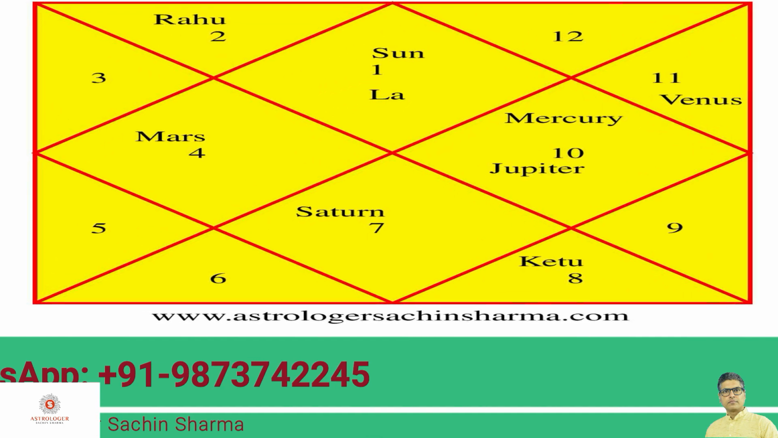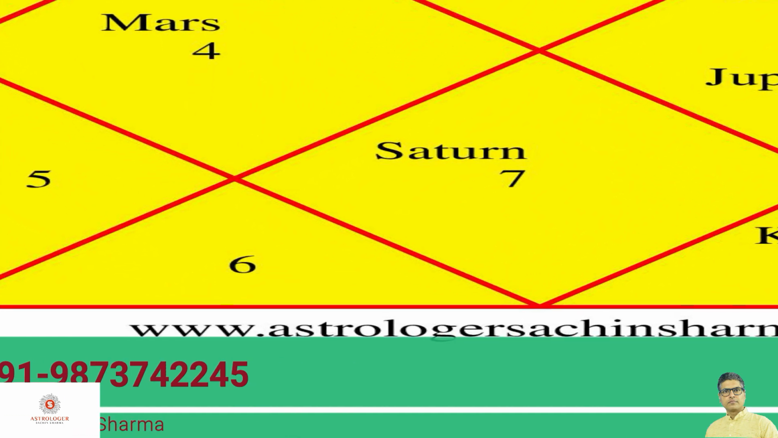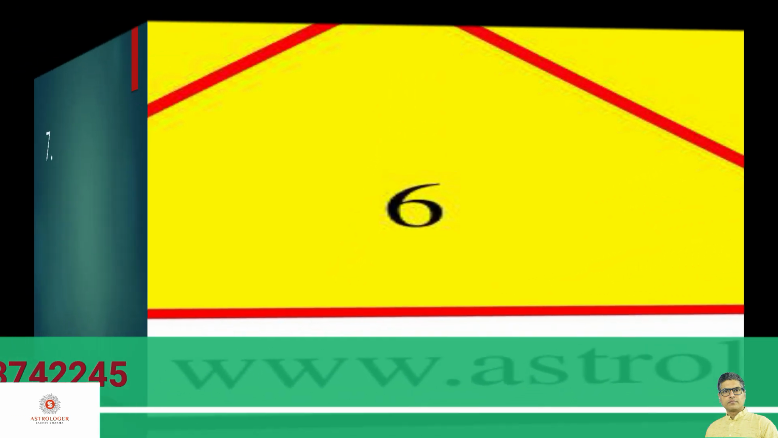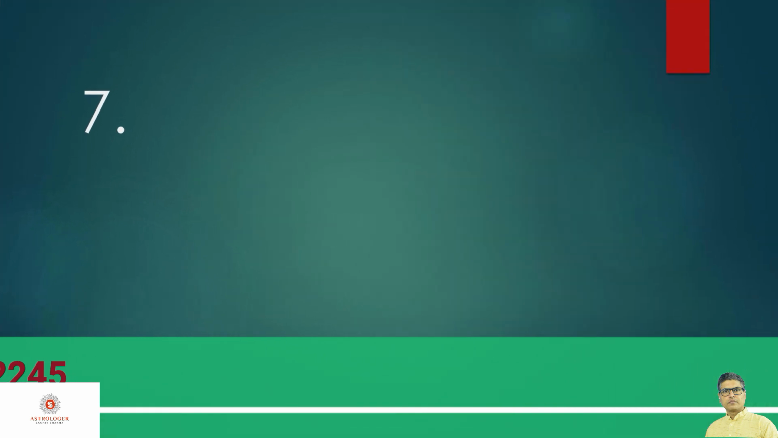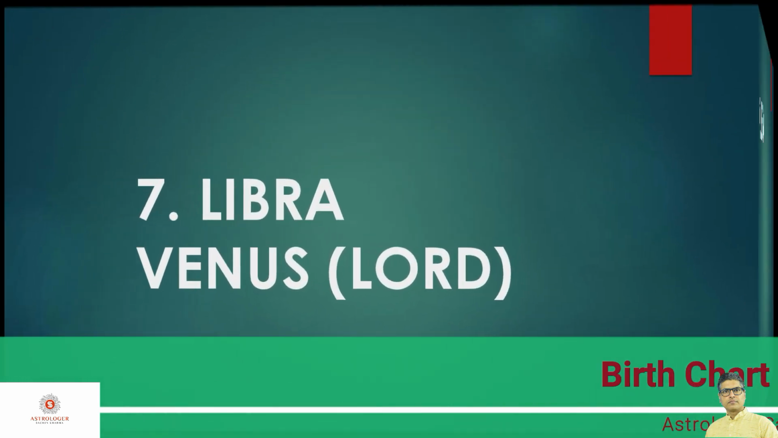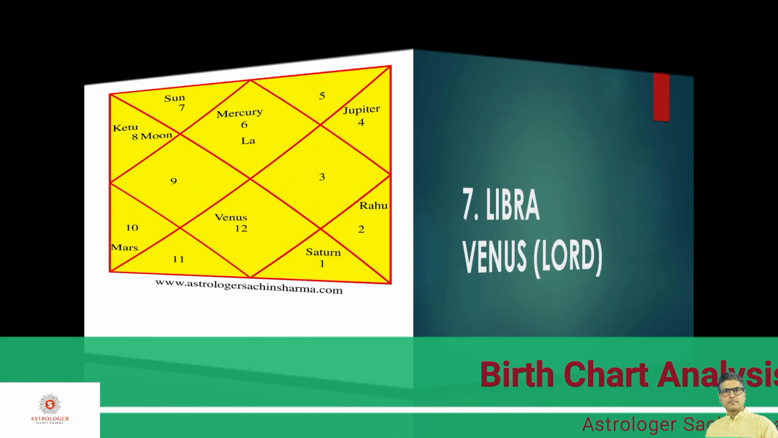Here we can see that number 6 is written in the 6th house and we can say that Lord of 6th house in this particular birth chart is Mercury. If number 7 is written, it means it belongs to Libra and Lord of that house is Venus, as Libra belongs to Venus. Let us understand this concept practically in a birth chart.